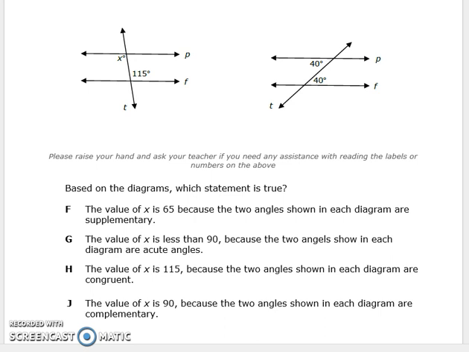H. The value of x is 115 because the two angles shown in each diagram are congruent. Or J. The value of x is 90 because the two angles shown in each diagram are complementary.